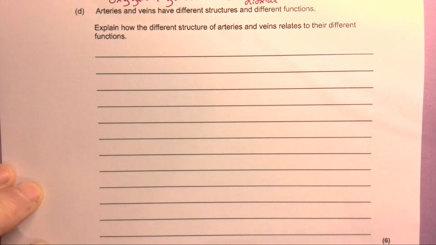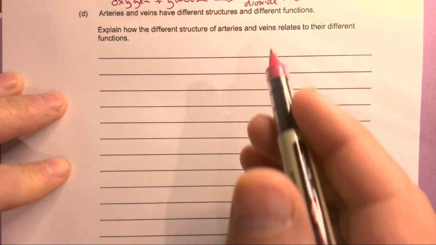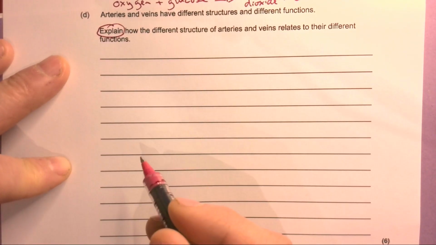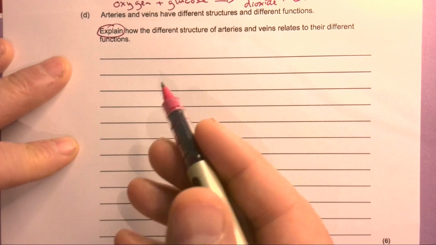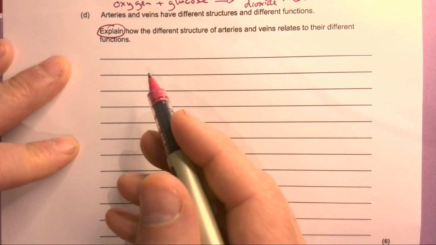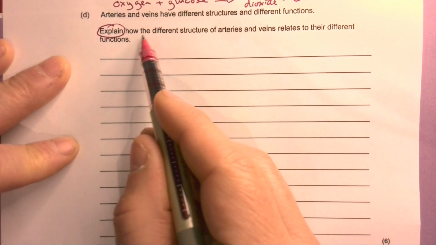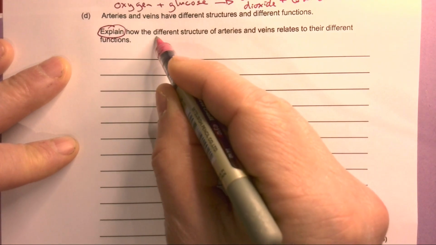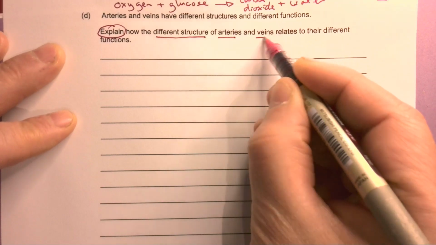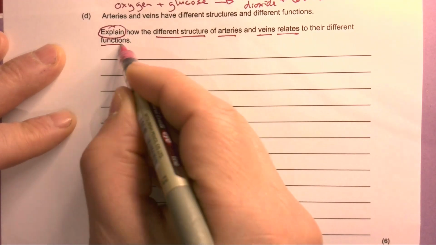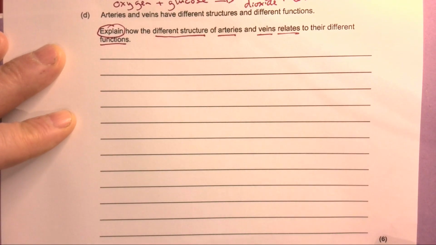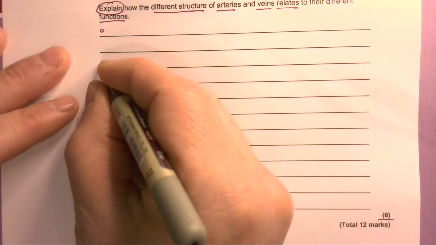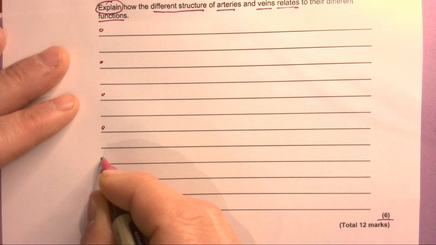Okay. Arteries and veins have different structures and different functions. Explain. So remember, when I see explain, I'm thinking describe plus why that. So describe something and then say why it's important. How the different structure of arteries and veins relates to the different functions. And it's worth a total of 6 marks. So 1, 2, 3, 4, 5, 6.